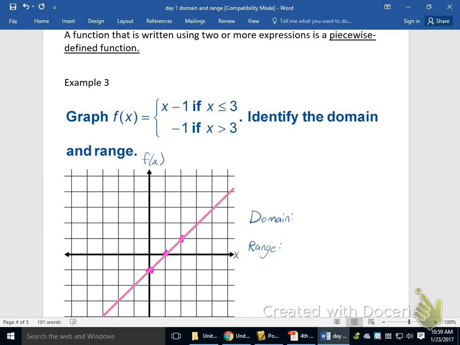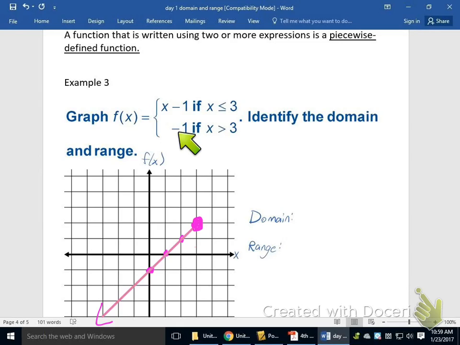Okay, let's take a look at where we're supposed to cut this off. It says we're going to keep x values less than or equal to 3. So I'm going to go out to where x is 3, and then go up to where my function is. I'm going to cut it off right here. I'm going to keep all values to the left because it said x values less than or equal to 3. So at 3, I'm going to cut it off, keep everything to the left, get rid of everything to the right. Now here, I'm going to use a filled-in circle because it said less than or equal to 3. That finishes the first piece of the graph.